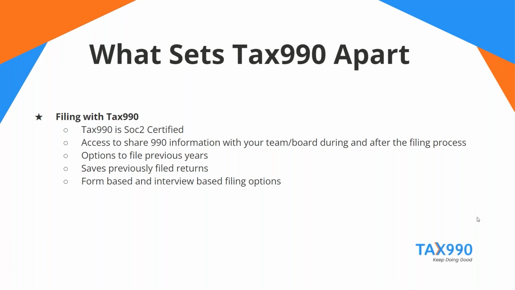Tax 990, like I said, currently supports filing for 2021, 2022, and 2023. We do support all of the 990 series forms, so if you file typically a 990 and you had a wealth of income this year and have to jump up to the 990 EZ, you can file any of those forms within the same Tax 990 account.